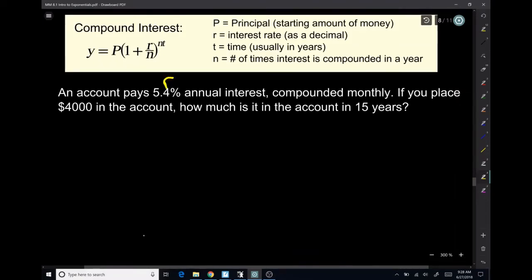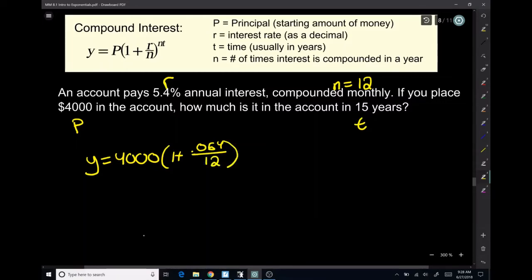So this account pays 5.4% interest, that's our R, compounded monthly. That means 12 times per year, so our N value is going to be 12. Our starting principal is $4,000, and our time is 10 years. So we have P, which is 4,000 times 1 plus 0.054 divided by 12, to the 12 times 10.